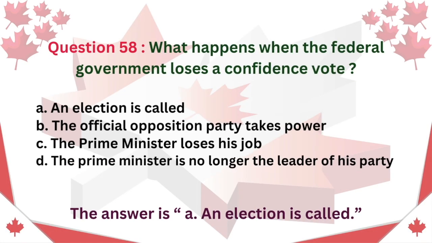Question 58. What happens when the federal government loses a confidence vote? A. An election is called. B. The official opposition party takes power. C. The Prime Minister loses his job. D. The Prime Minister is no longer the leader of his party. The answer is A. An election is called.